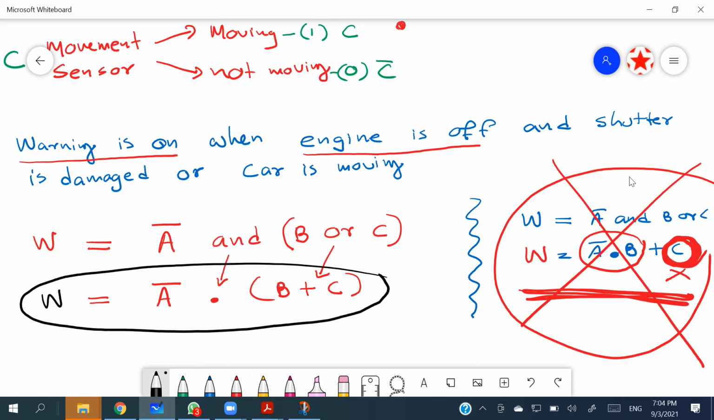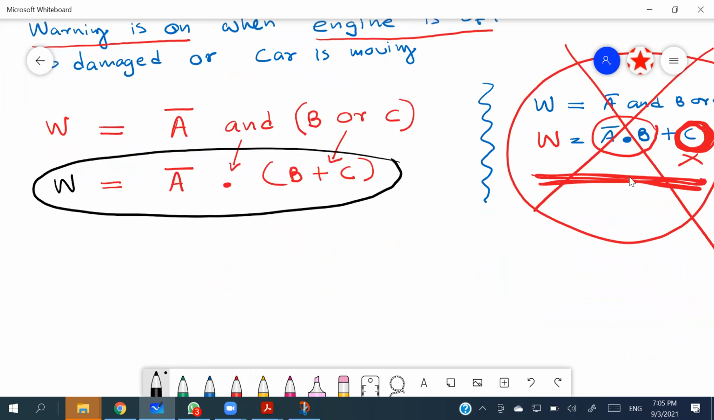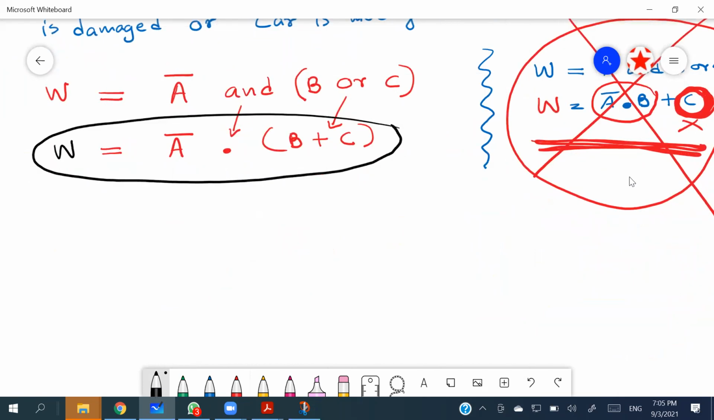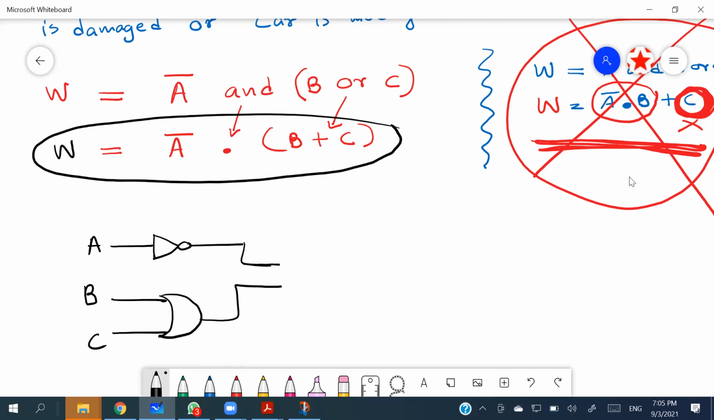If they ask for an expression, if they ask for a circuit, they don't ask for the expression, but it's better you write it, right? Then you have to draw the circuit. So according to mine, A is going to go through a NOT gate, and B and C are going to go through an OR gate, and then after these two, it is going to go through an AND gate, right? Which is going to give me A bar dot B plus C, right?